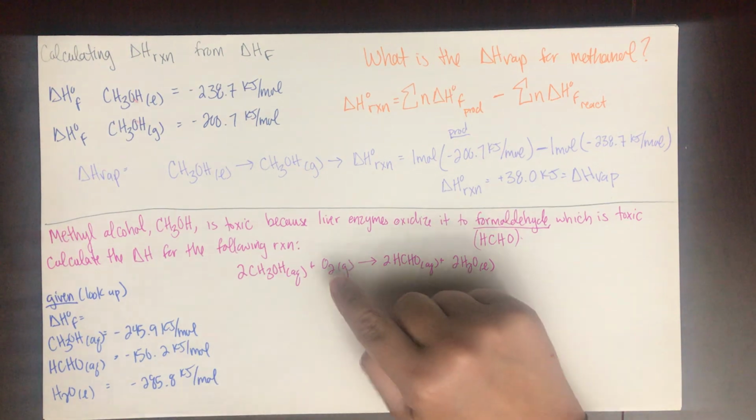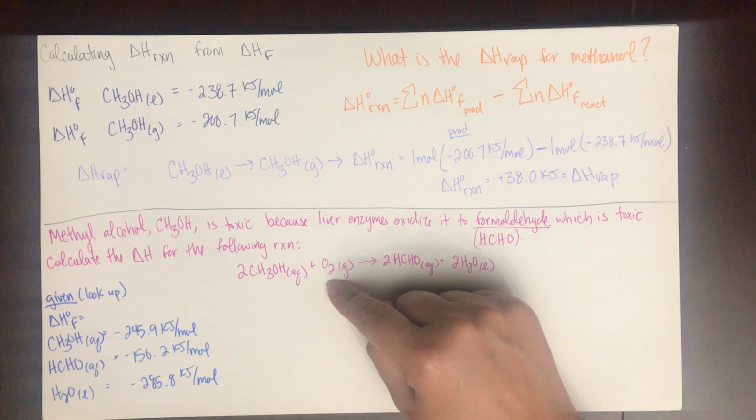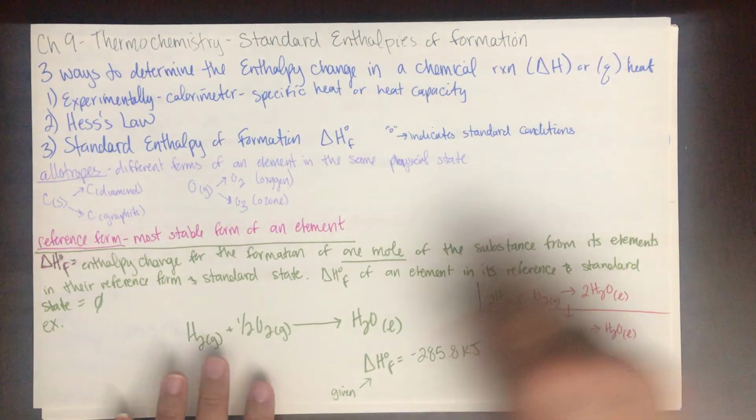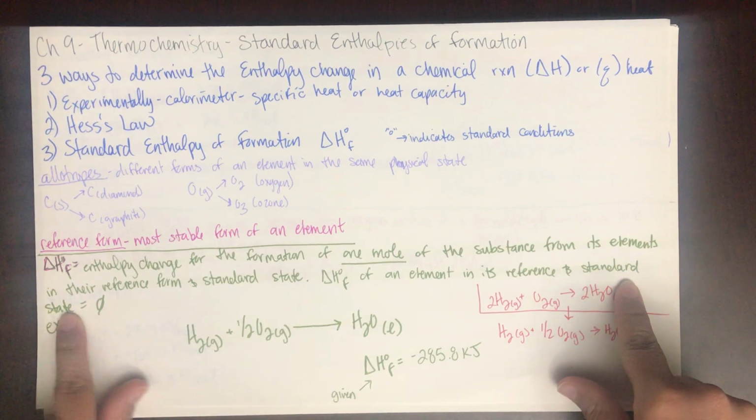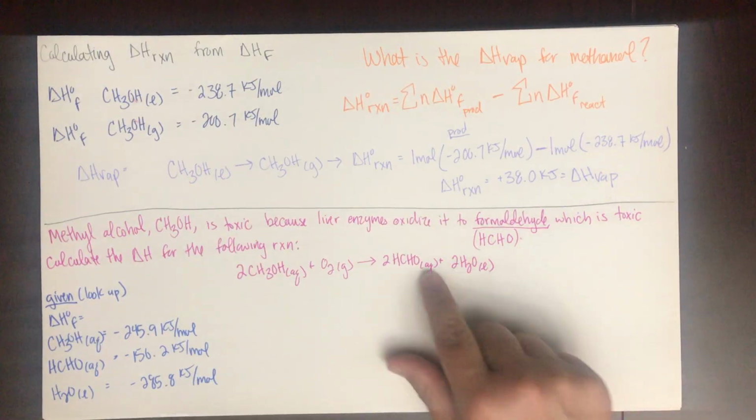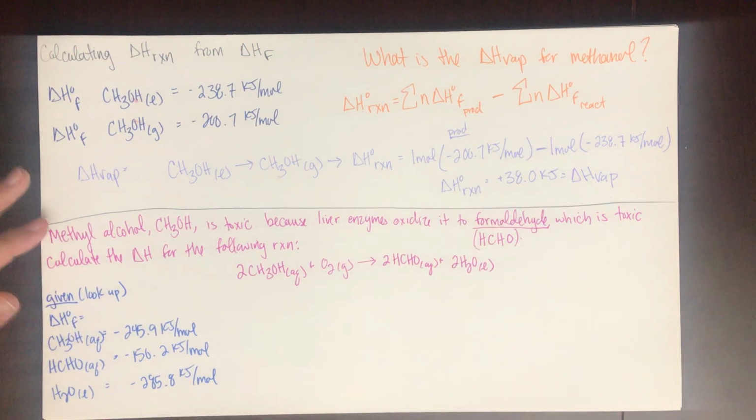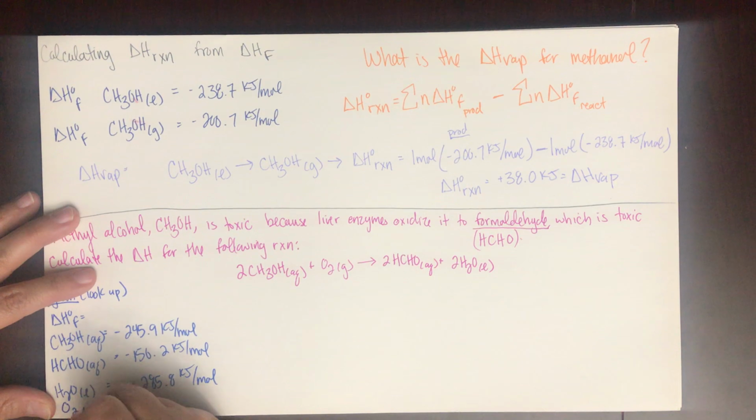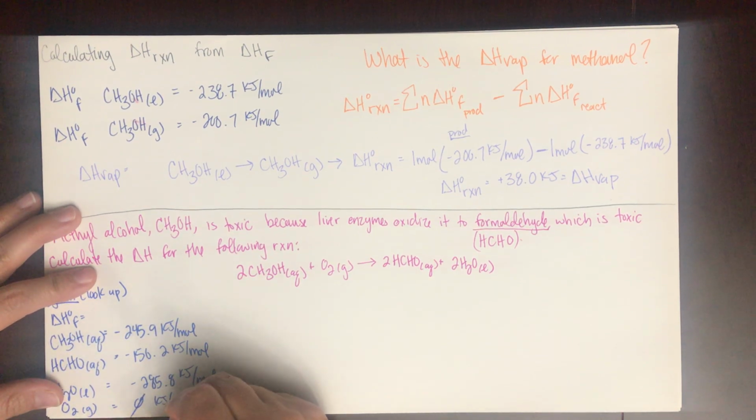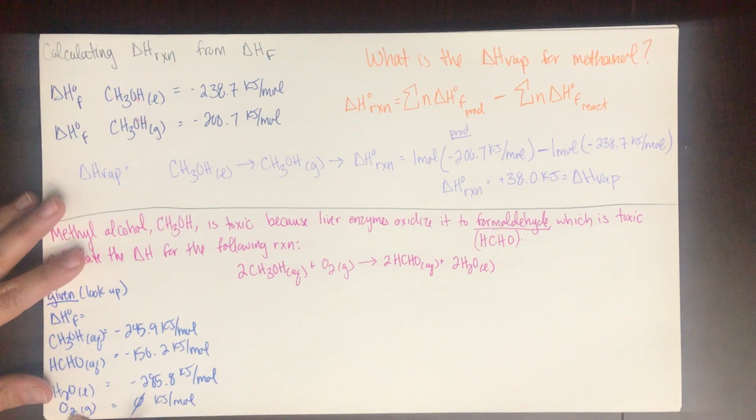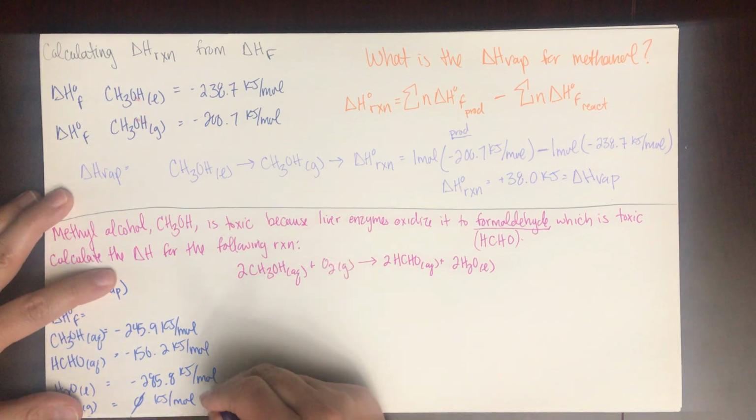Right away, you're probably thinking, how come I'm not given a standard enthalpy of formation of oxygen? Well, remember, we said standard enthalpy of formation of an element in its reference and standard state is 0. So you're not given the standard enthalpy of formation of oxygen because it's 0. I'll write that here just for us to remember. But there will be times, probably on your SmartWorks, where you're just not given these because they are 0.